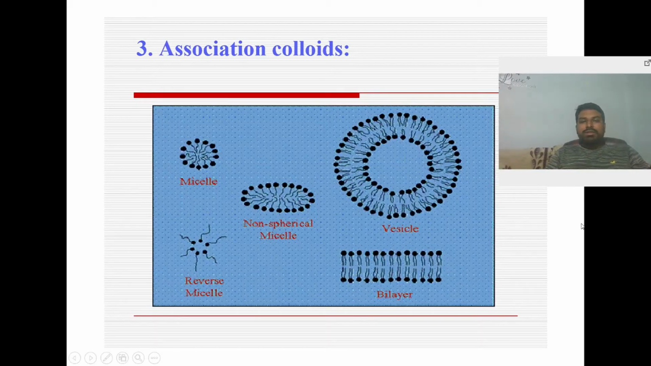Next, see, association of colloids. These are micelles. How are they formed? The aggregate of hydrophobic tails forms the micelles. This is a non-spherical micelle. This is a vesicle, this is a bilayer, and this is a reverse micelle.